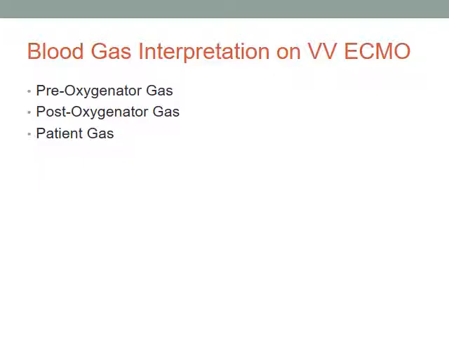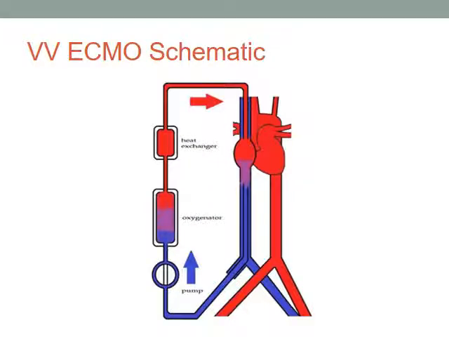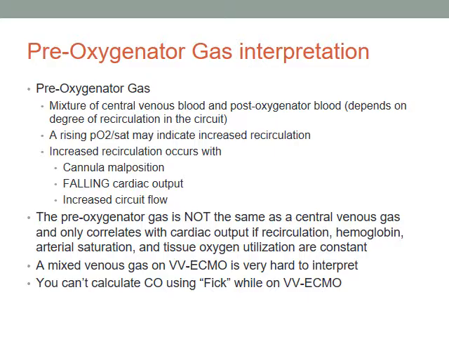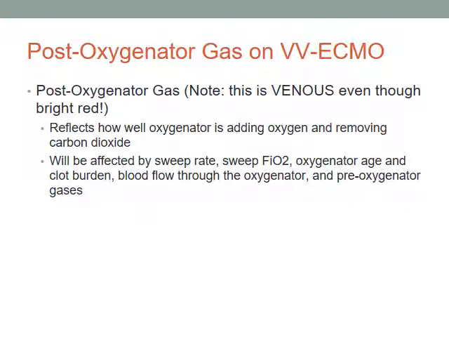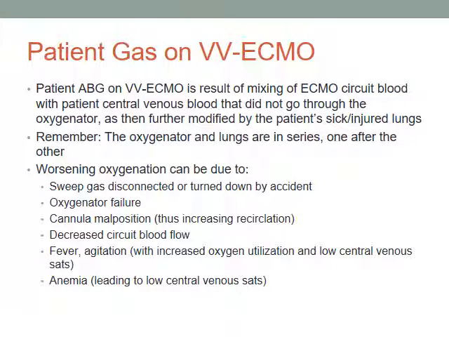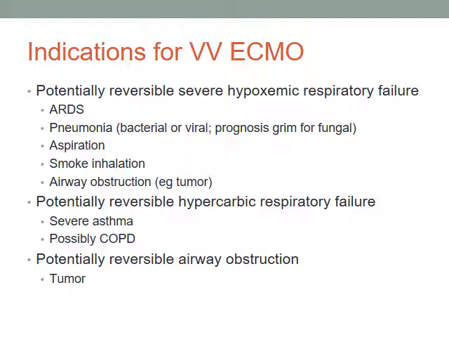So why would we even want to do this to somebody? What are the indications for ECMO? Well, for VV, potentially reversible severe hypoxemic respiratory failure. I say potentially because we don't have crystal balls. You never know whether somebody's going to get better. But if they're not going to get better, we don't want to do this. The goal is not to see how long we can keep this person going before he dies. That's not the goal of ECMO. The goal is to keep somebody alive so they can heal up and go home.